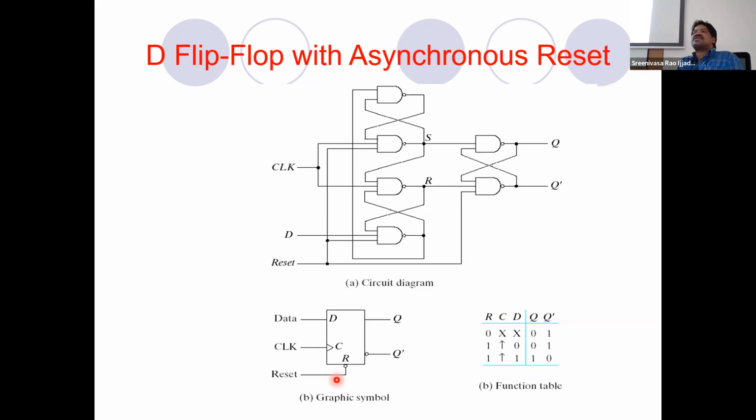What is the intention of the reset? Reset intention is simply to make everything 0, whatever the earlier data. Is it clear? Yes. Now see this circuit diagram.